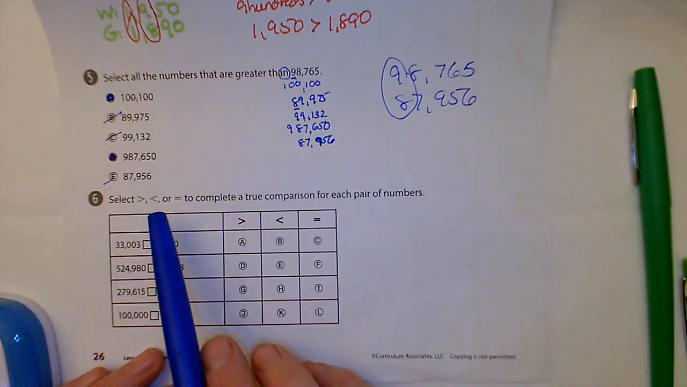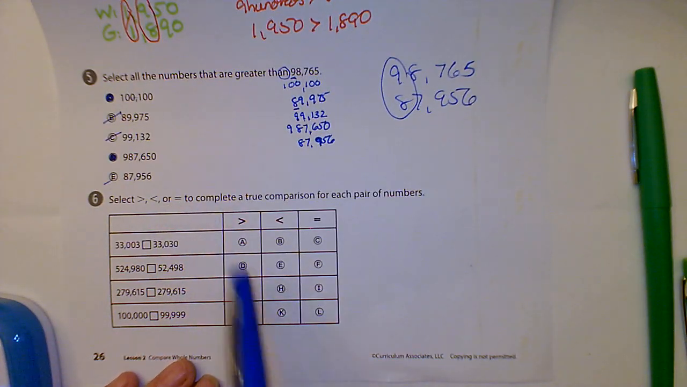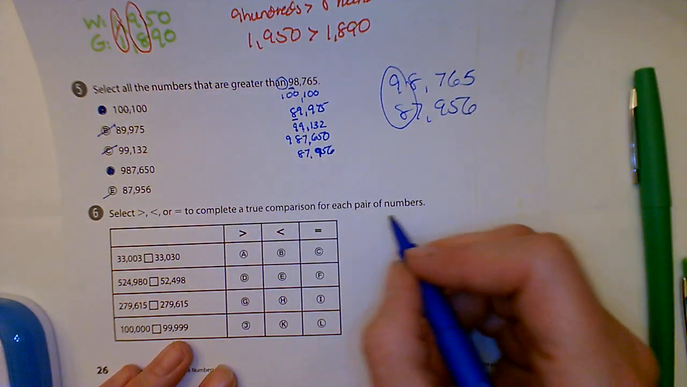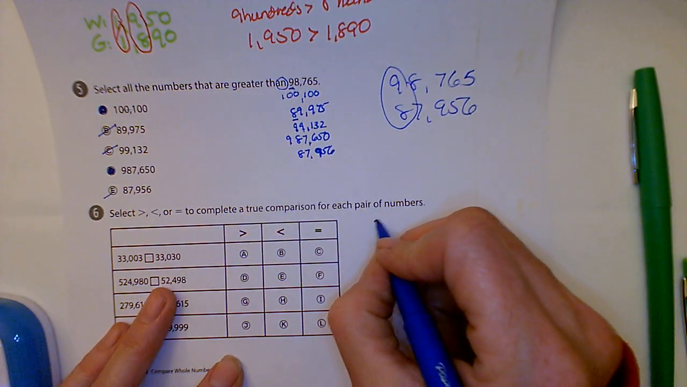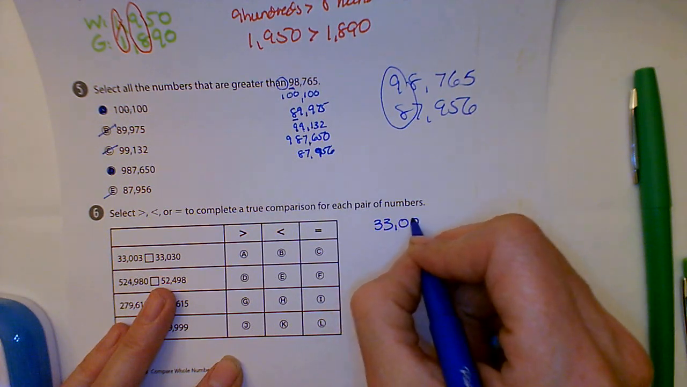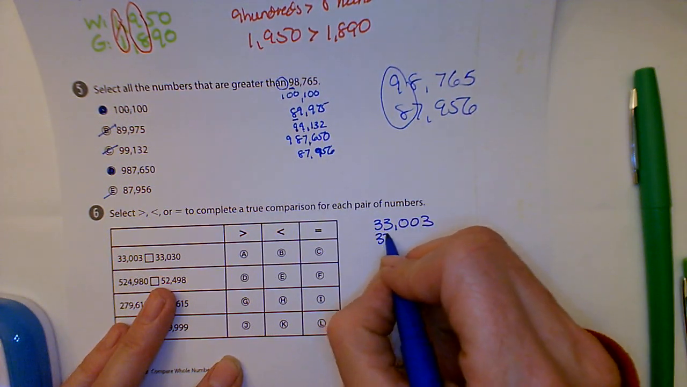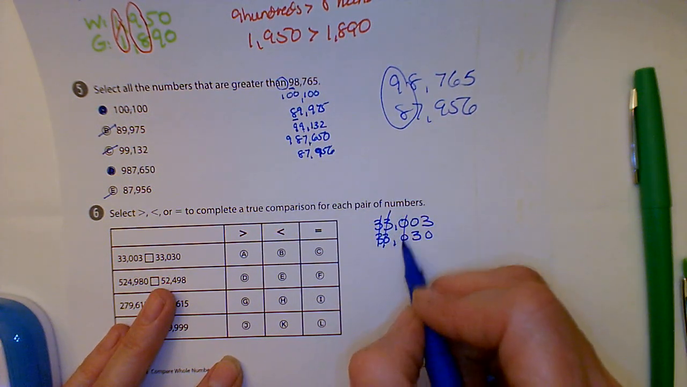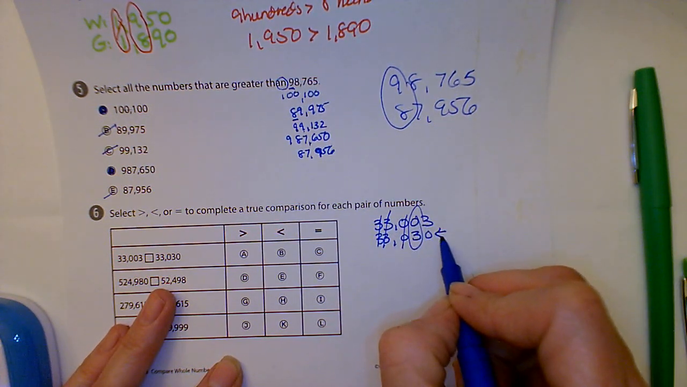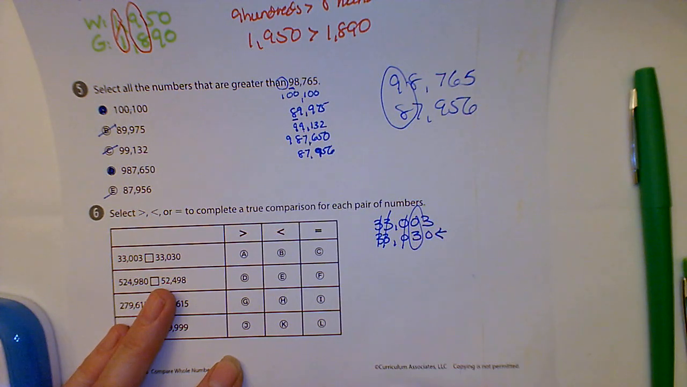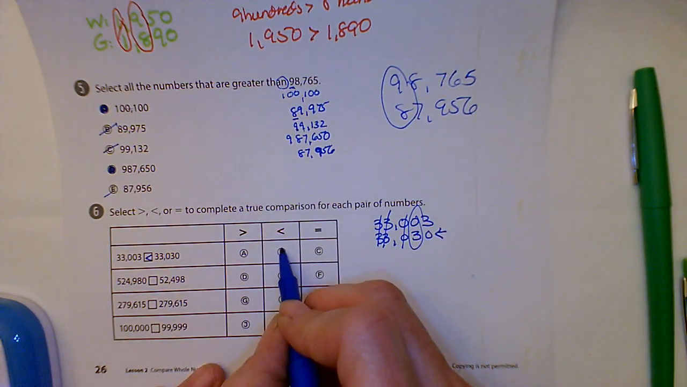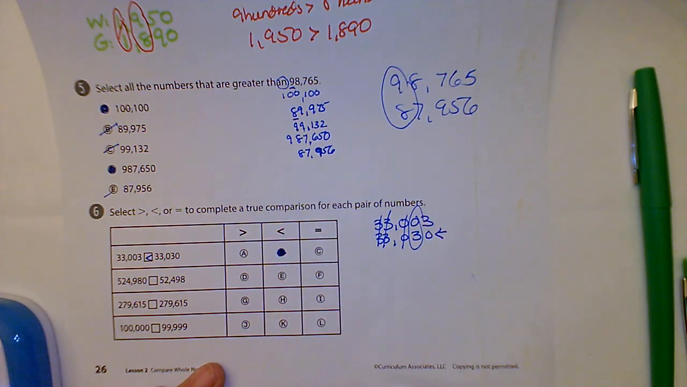So here we just have to select greater than, less than, or equal to. So my friends, it is late, and I'm going to do this. Nope, I'm going to do it the right way. So let's look at the first one. 33,003 versus 33,030. Same, same, same, different. This one's bigger. So the alligator's going to want to eat this one, right? I'm going to put it in there, and then I'm going to fill in the correct one over here.